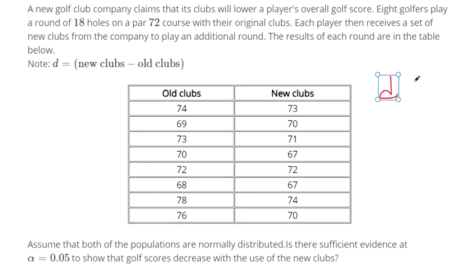Okay, so we can calculate the difference for each of these columns. Just make sure you watch out. It's not this one subtracted by this one. They say new clubs has to come first, then subtracted by the old clubs. So you do 73 minus 74 for your difference here, which would make -1, right? 70 minus 69, that makes 1. 71 minus 73, that makes -2.